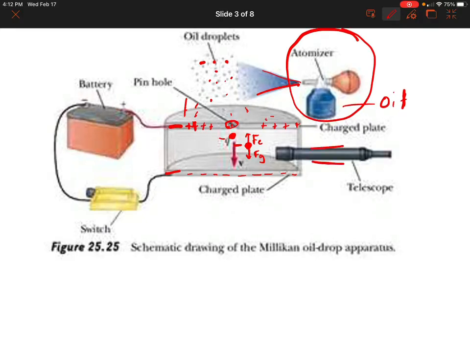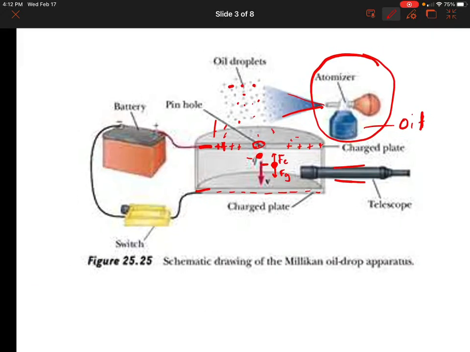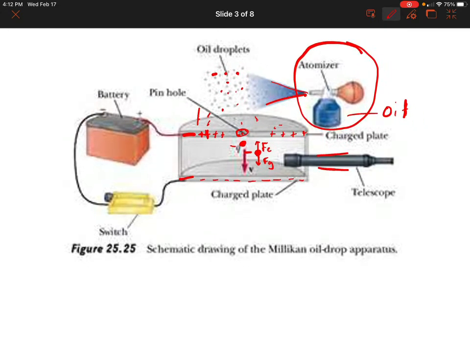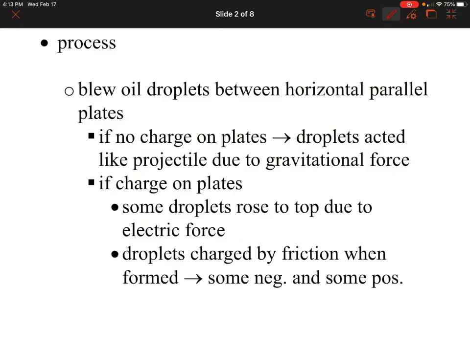So he had this telescope here to really look in, and he had switches here to be able to control the current going into these parallel plates. So he's able to turn it down a little bit or up in order to get a droplet to stay there. And he just did that a bunch of times and always found that it was about a multiple of 1.6 times 10 to the negative 19. So that was his process.